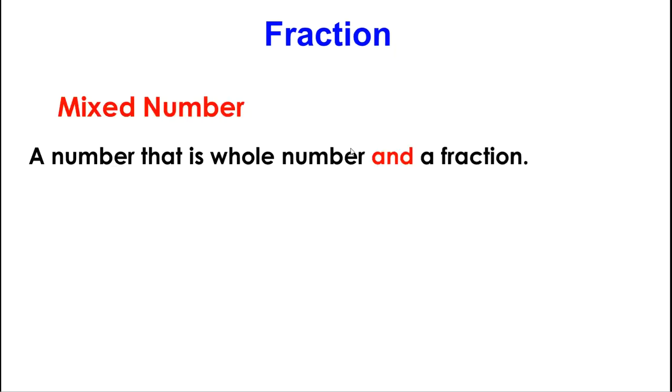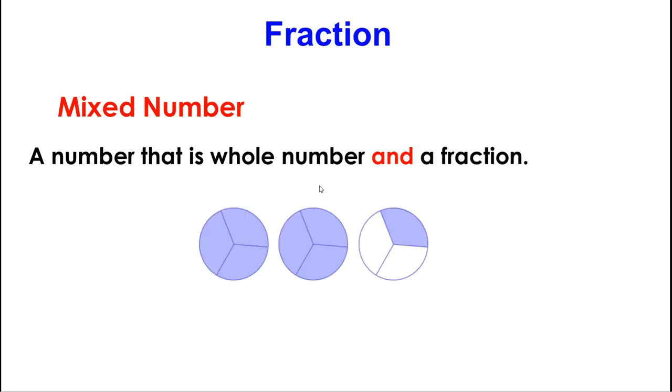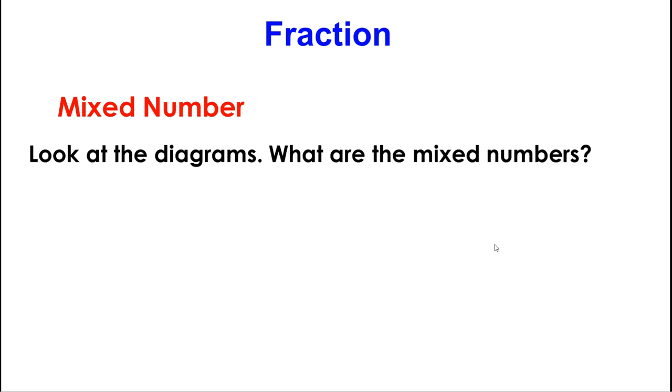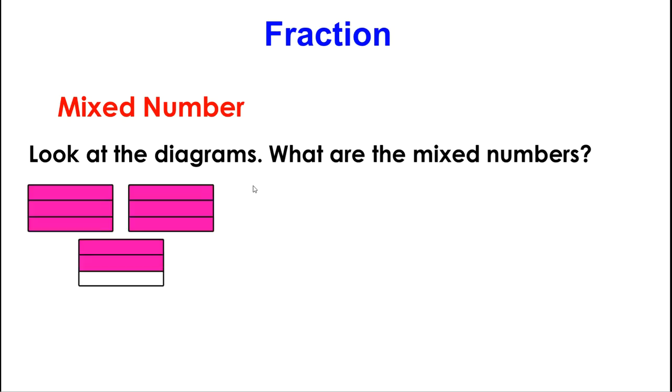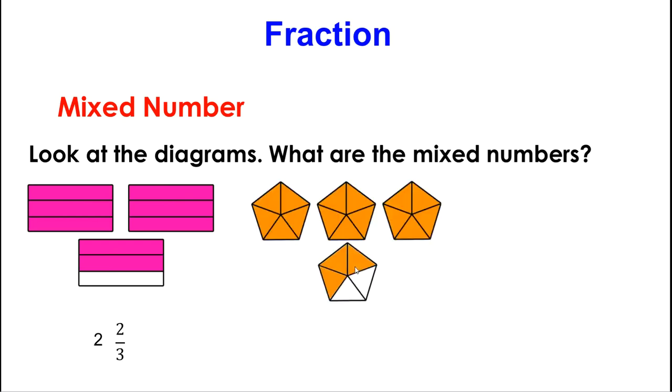Mixed numbers. A mixed number is a number that is a whole number and a fraction. So here I have 2 wholes, and here is my fraction, 1/3. Mixed number. Let's look at that diagram. What are the mixed numbers? Let's see, 2 wholes, and what's my fraction? Great job, 2/3.